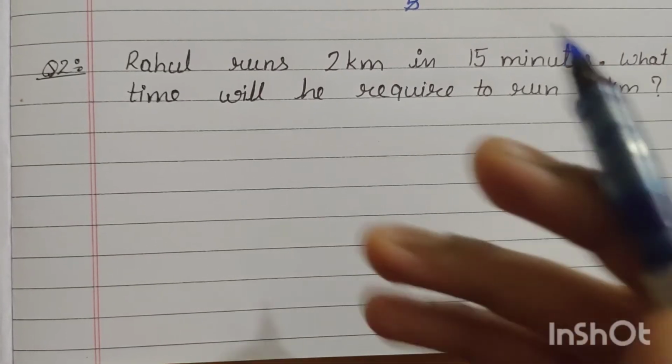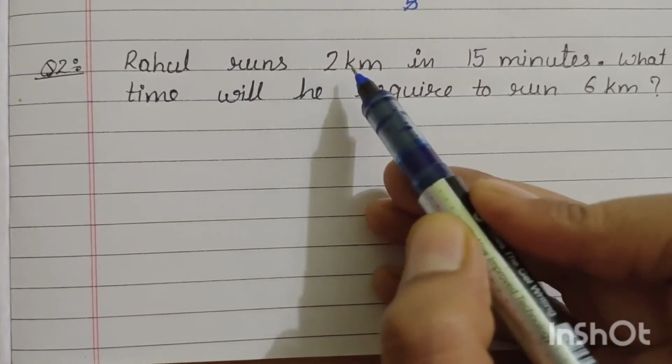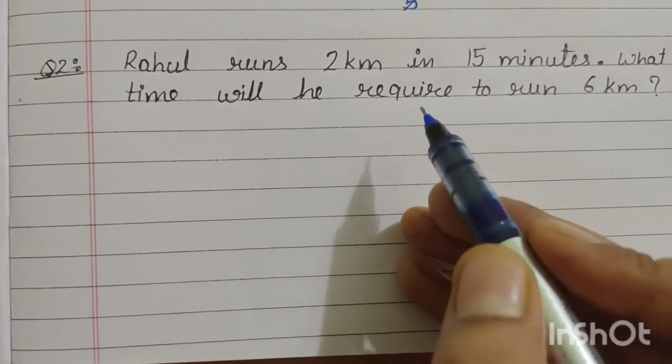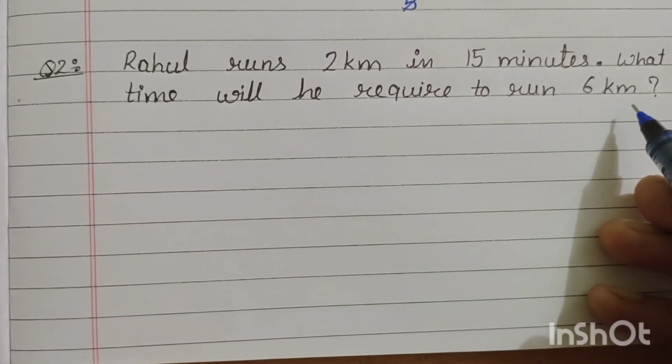Let's see one more example. So Rahul runs 2 kilometers in 15 minutes. Okay, what time will he require to run 6 kilometers?